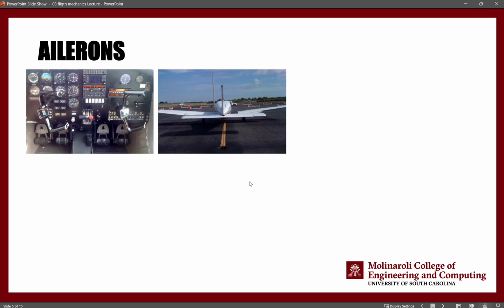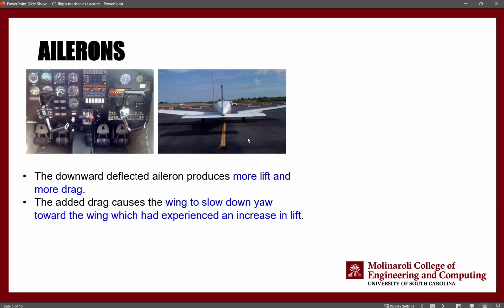Okay. Ailerons work a little differently. They are a little more complicated. As I said, this is where the ailerons are located. You can see the ailerons move in the opposite direction. This one has moved down, this one has moved up. So why does this happen?